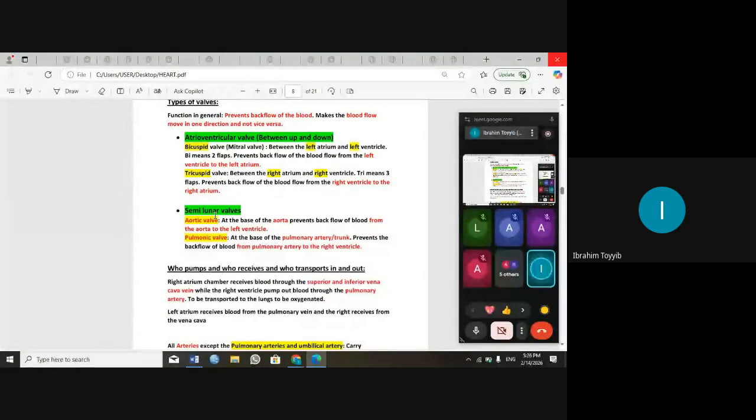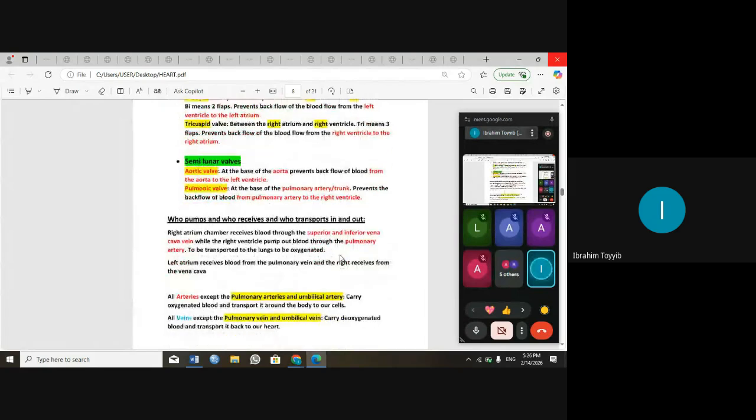So, semilunar valve. We have two types of valve under semilunar valve: the aortic valve and the pulmonary valve. The aortic valve is at the base of the aorta, which prevents backward flow of blood from the aorta to the left ventricle. You should understand that. The pulmonary valve is also found at the base of the pulmonary artery. It prevents backward flow of blood from the pulmonary artery to the right ventricle.